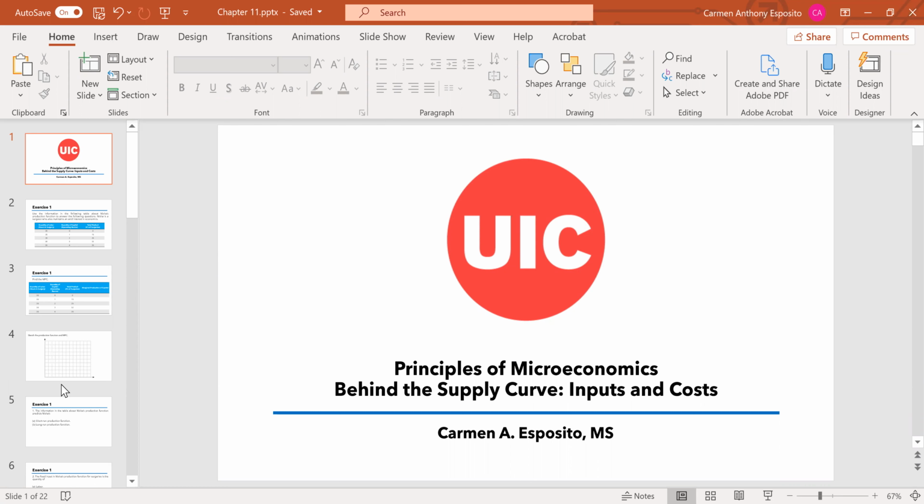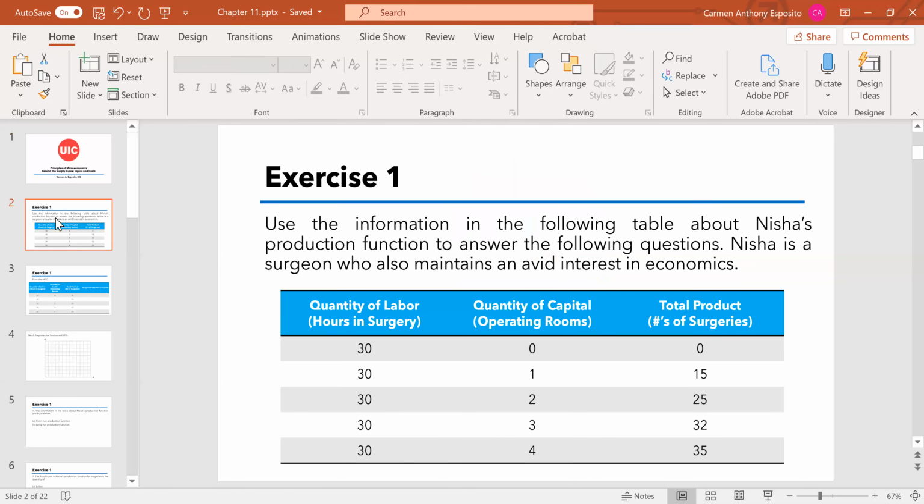To prepare you for your quiz, I'm going to go through some concepts of Chapter 11, and I will be focusing on the production function and cost functions. So let's jump right into it.